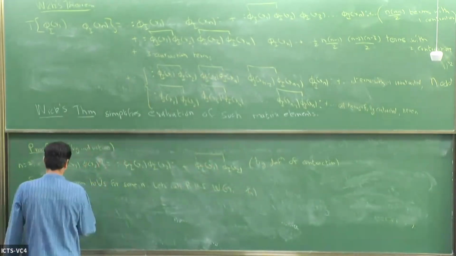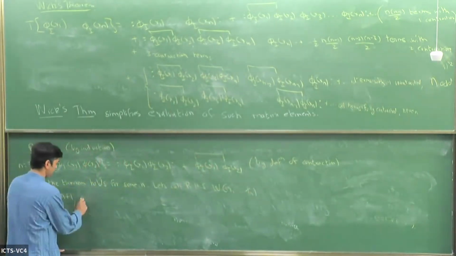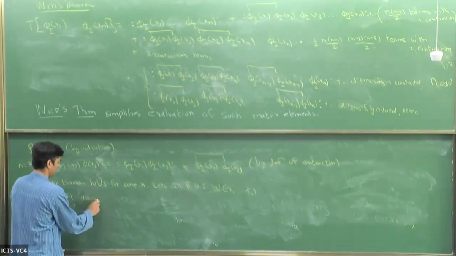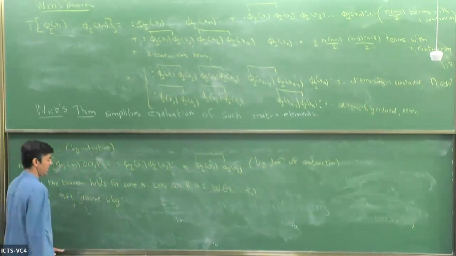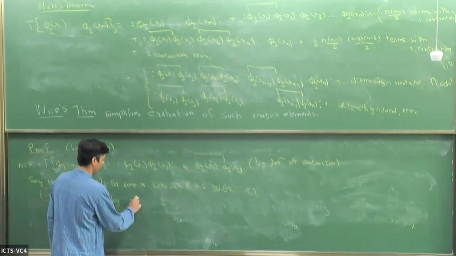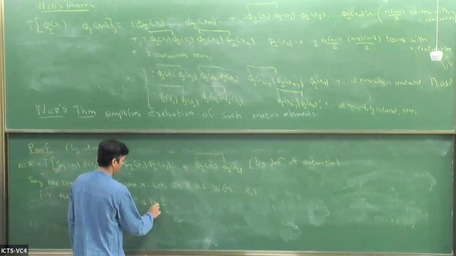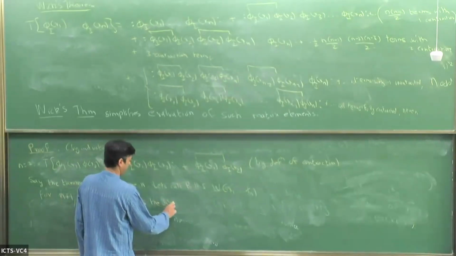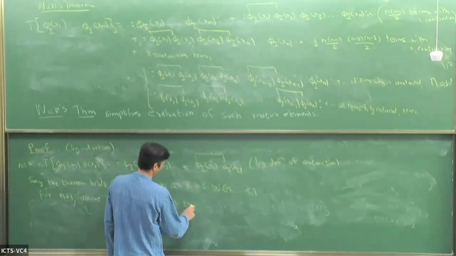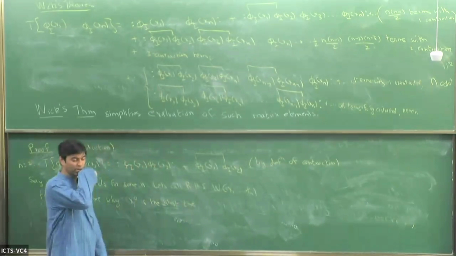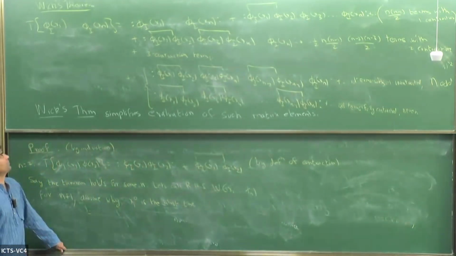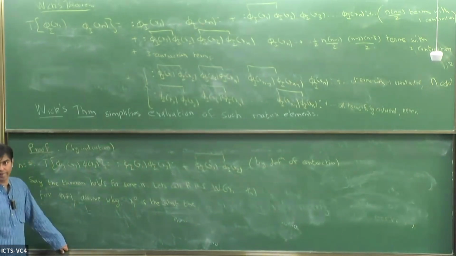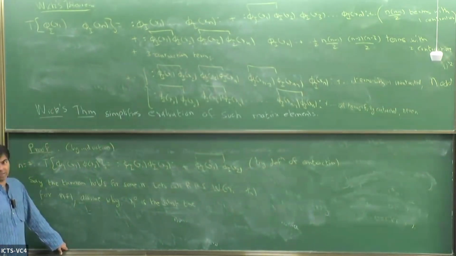Now for n plus 1, let's assume, without loss of generality, that x10 is the latest time. Why is this true without loss of generality? Because no one told us how to pick the names of the different variables. So I want to prove Wick's theorem for n plus 1. Let me just call the latest time x1.